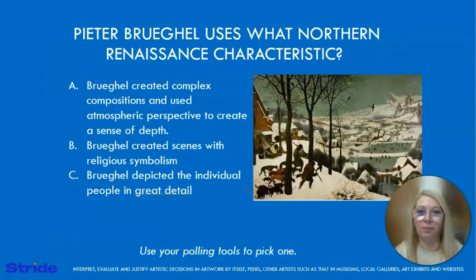Okay, let's do another. Peter Bruegel uses what Northern Renaissance characteristic? Complex compositions and used atmospheric perspective to create a sense of depth, created scenes with religious symbolism, or depicted the individual people in great detail. What do you think? Absolutely used complex compositions and atmospheric perspective to create a sense of depth.